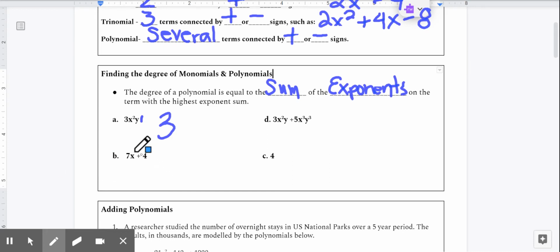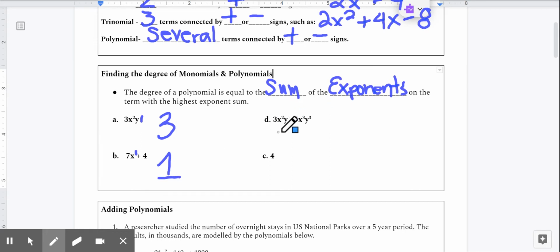Here on this next one down here, again, we're just adding up those exponents. So we have kind of a 1 there on this x, but that 4 is a constant, so there's no other exponents there to be adding together. So really our degree here is just 1.